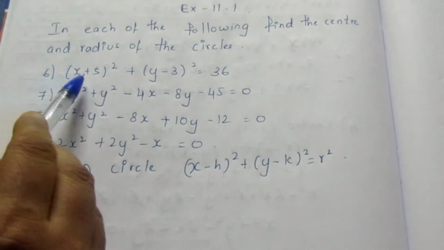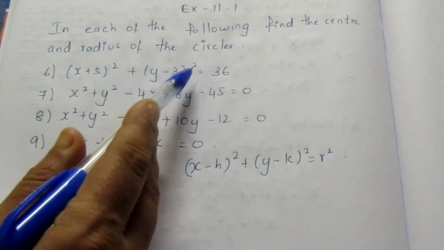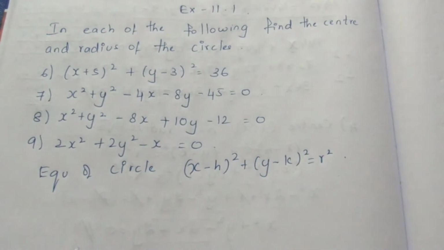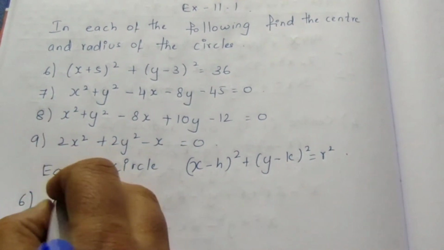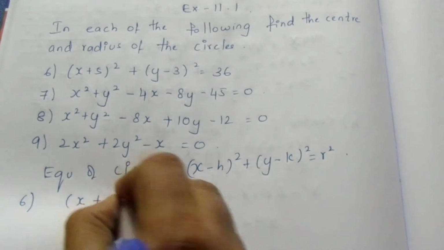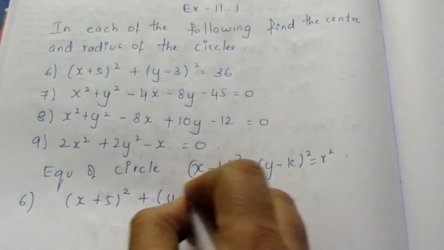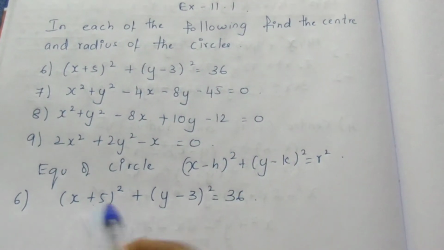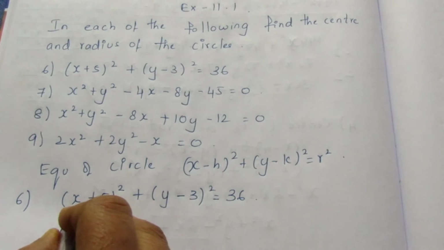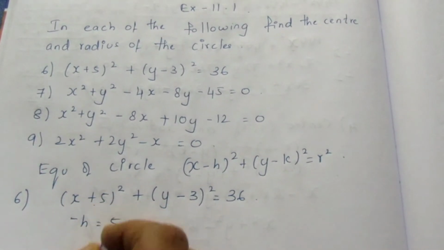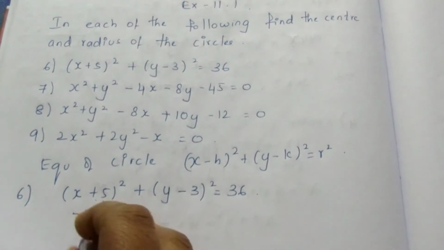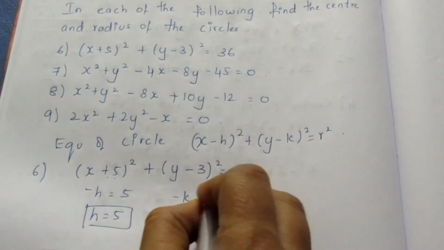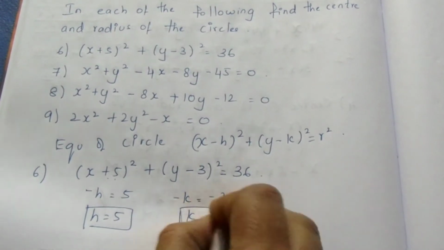Here in the sixth sum it's given as x plus 5 the whole square plus y minus 3 the whole square equal to 36. In this, h and k are the center and r will be your radius. Instead of minus h we have 5 here, so minus h is equal to 5, so h will be equal to minus 5. Same way minus k equal to minus 3, so k will be equal to 3.